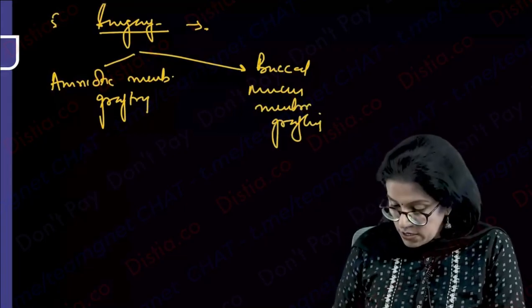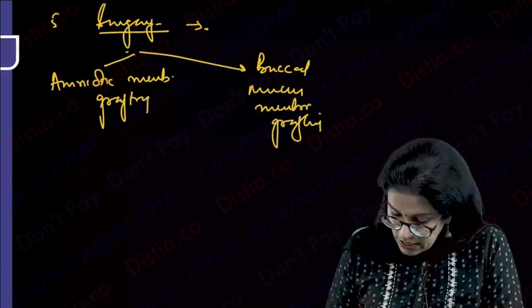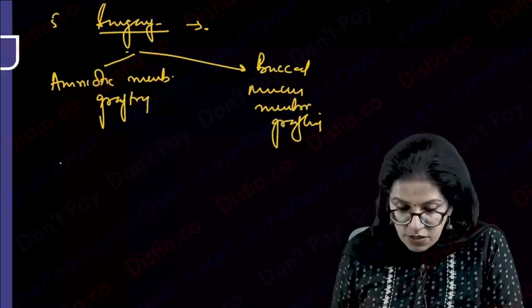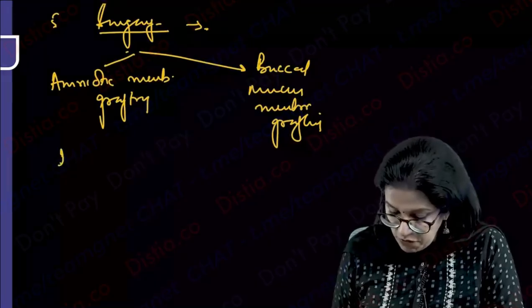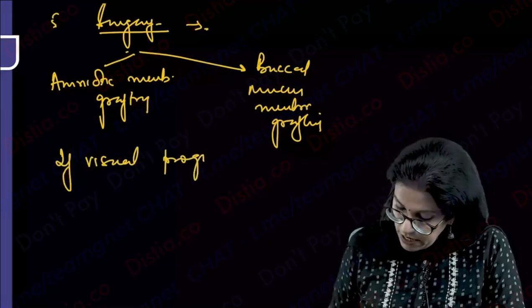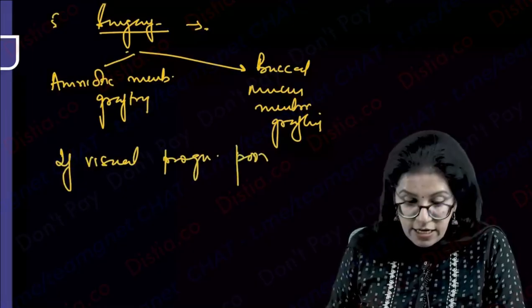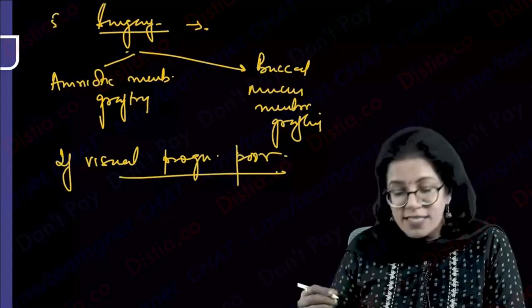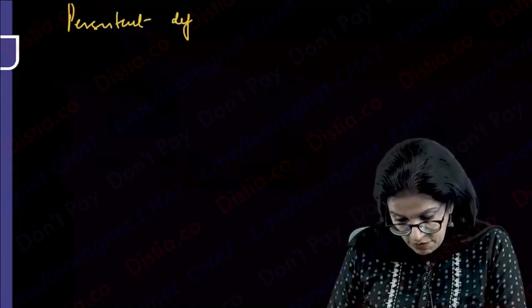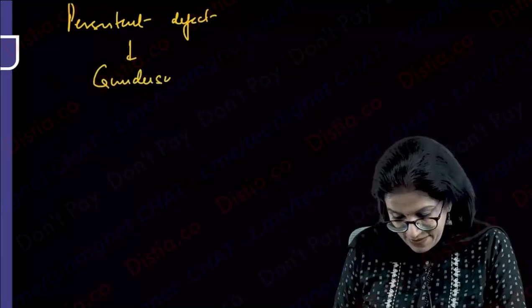Or third, what you can go for, in severe cases with a poor visual prognosis, if visual prognosis is poor and we just need healing of the ulcer, it's a persistent defect, it is not being healed. If this is the situation, persistent defect, we can go for Gunderson's conjunctival flapping, right?